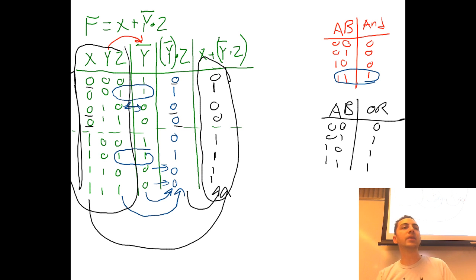These are intermediate truth tables. Okay, this is our truth table: 0, 1, 0, 0, 1, 1, 1, 1. We would also call that F.